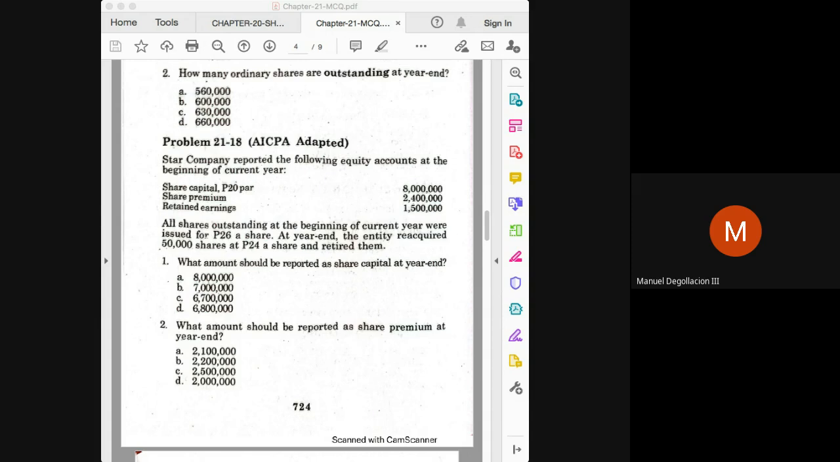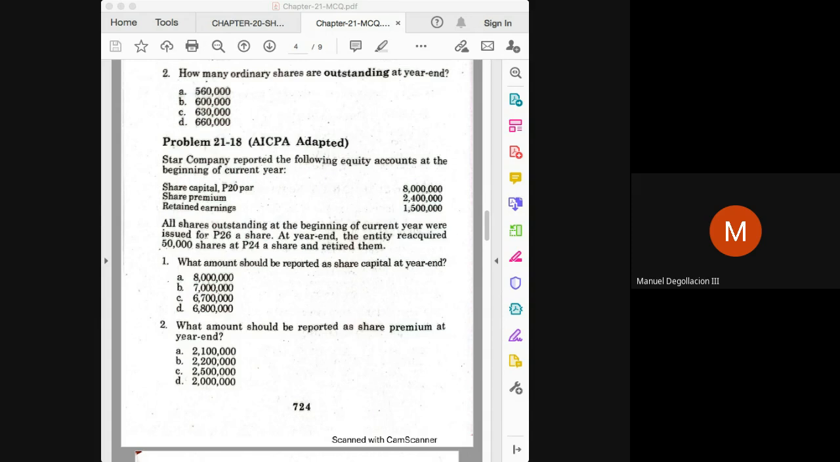They are permanently removed from circulation. As I have discussed and emphasized before, if you retire shares, you must remove everything. Remove the share capital component, and remove the share premium from its original issuance.